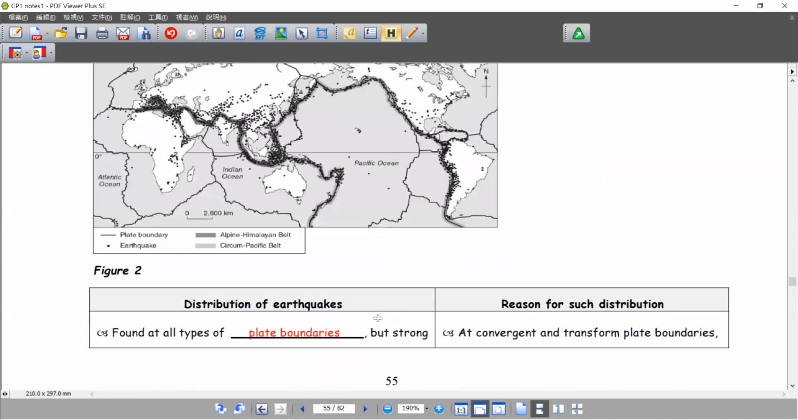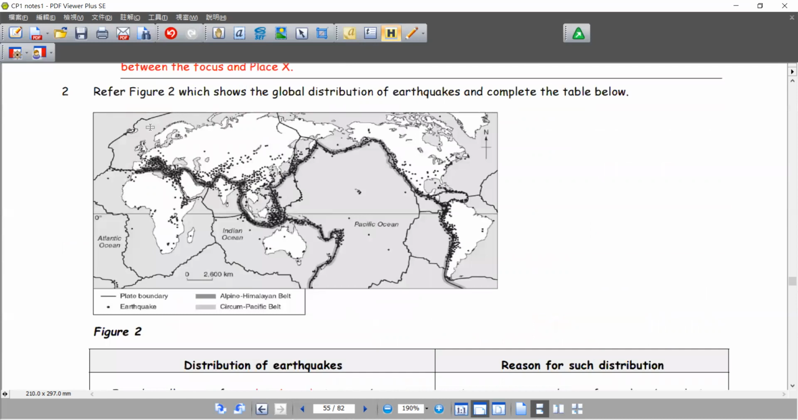Then the distribution of earthquakes is more or less alike with the Pacific Ring of Fire, and you also have to take care of the Alpine-Himalayan belt. Some of them will also take place at the constructive plate boundary or the hotspot, but not that far, or at minor plate boundaries, which we are not going to mention in our syllabus. But you should know, for example, the East African Rift Valley, where in the lesson I introduced the Somalian plate and also the Arabian plate to you during the East African Rift Valley explanation.